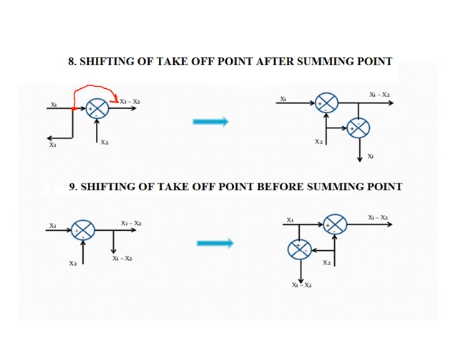This is a little bit difficult to understand when we are solving numericals based on block diagram reduction. So I will advise you to solve the numericals using rules number 1 to 7. But if rules number 1 to 7 are not usable, in that case we have to apply rules number 8 and 9. So we will see rule number 8, shifting of takeoff point after summing point. Okay, so this is the takeoff point we want to shift after the summing point.